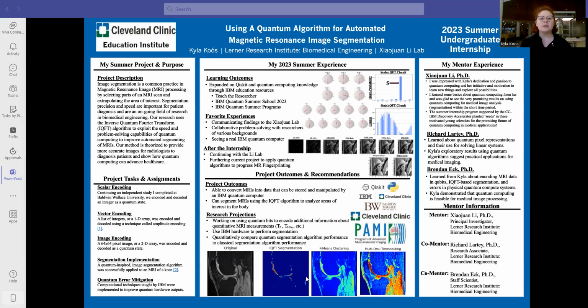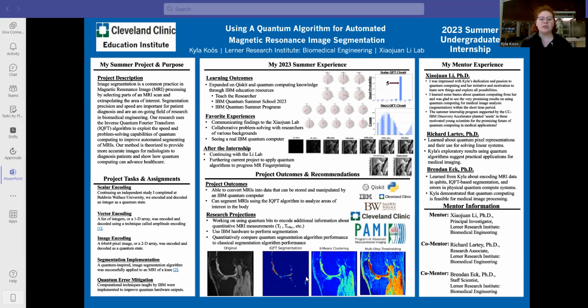Some outcomes of the project were that we were able to actually convert MRIs into data that can be stored and manipulated by a quantum computer, which is a huge step. We can also segment MRIs using a quantum-inspired algorithm. It does not use Qiskit, but we're trying to get to that level where we can actually simulate it on either hardware or use it on a simulator. So we can use this inverse quantum Fourier transform to analyze areas of interest. And like I said before, we analyzed the cartilage.